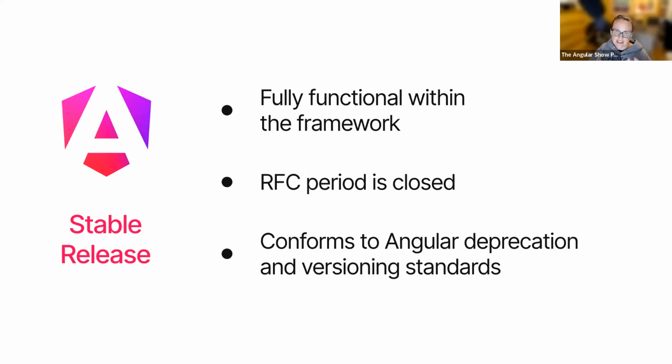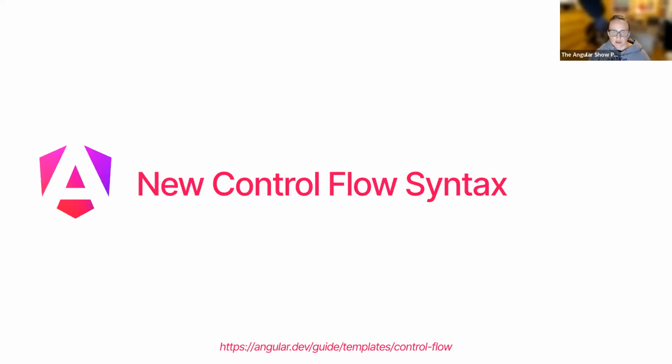That would have technically been a breaking change, which is why that feature was still in developer preview. The alternative to that is stable release. Once something is in stable release, it's fully functional within the framework, the RFC period is closed, and it will conform to Angular deprecation and versioning standards moving forward. As an engineer on an enterprise team, we usually only use code that is in stable release in our production code. We may do proof of concept branches using developer preview, but stable release is where we keep it for our enterprise production code.